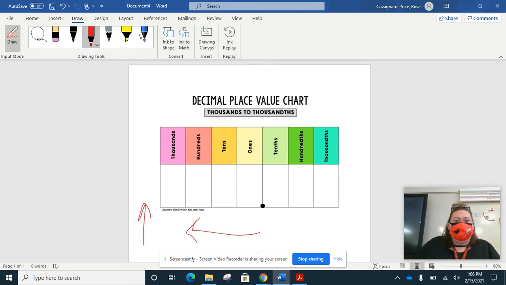okay, the greater our number is going to be, right? We know tens are greater than ones, hundreds are greater than tens, right? I don't want $10, I want $100. I don't want $100, I want $1,000. So we know that the further we work our way left, the greater our number is going to increase.